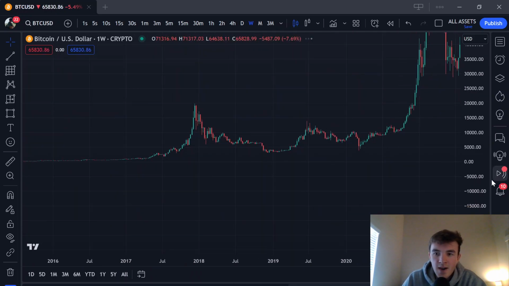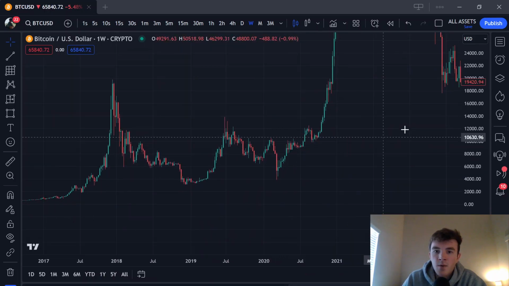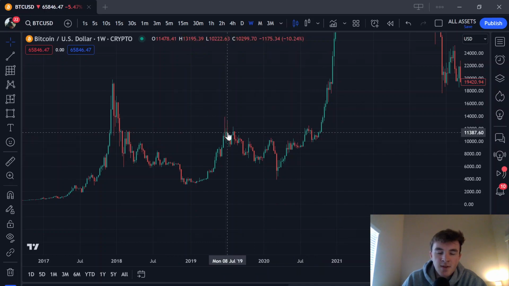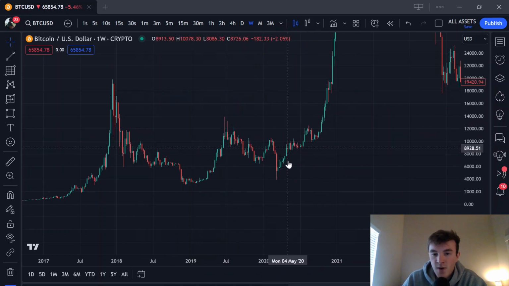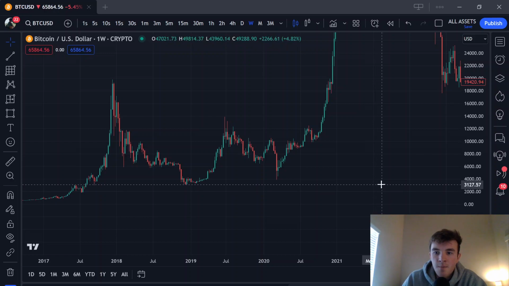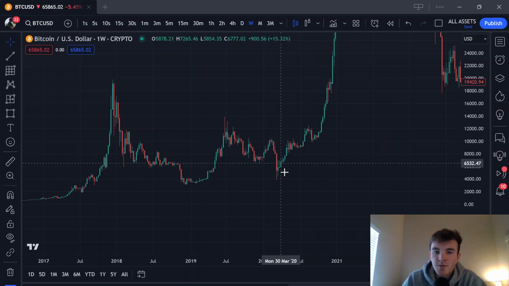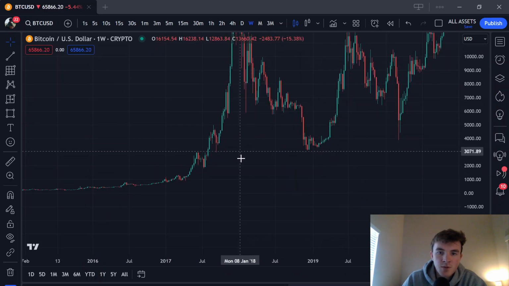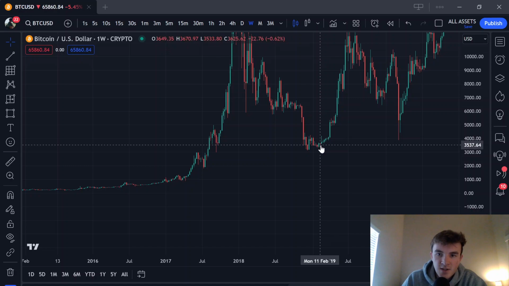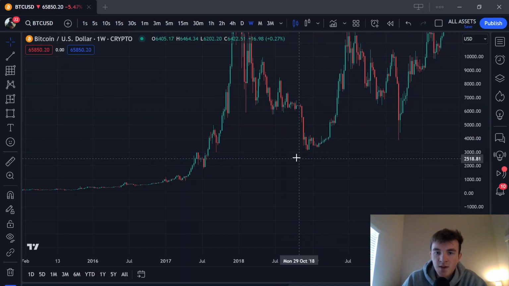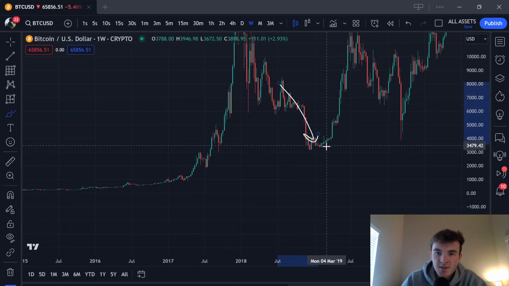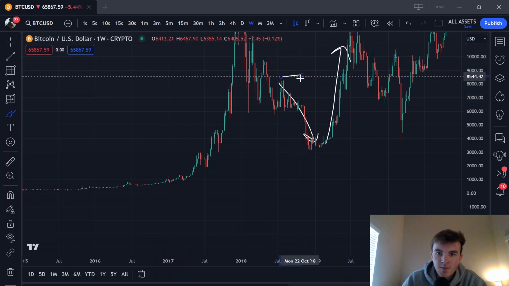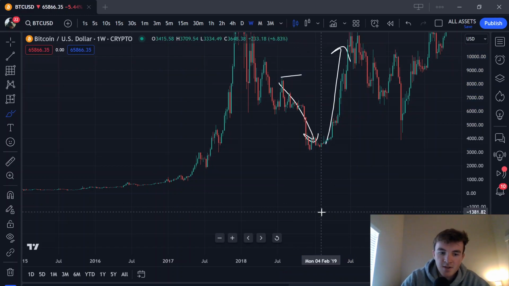One thing I like to do a lot of the time, and I've done this in my other videos as well, is measure these final moves down that are the manipulation. Anytime a new low is made and then you get these sharp reactions off of these lows, I call those manipulation legs. So like this from here to here is the manipulation leg.